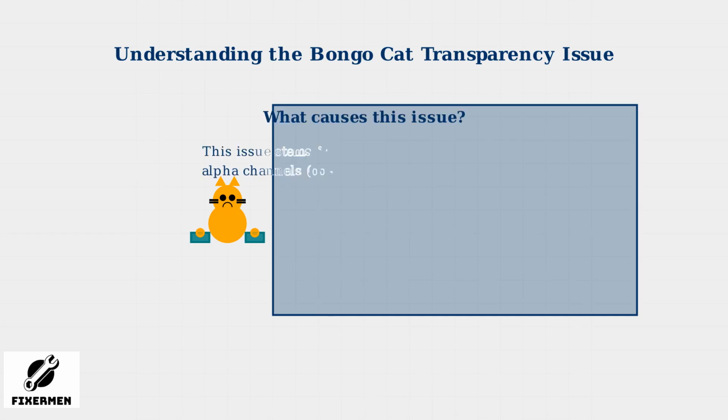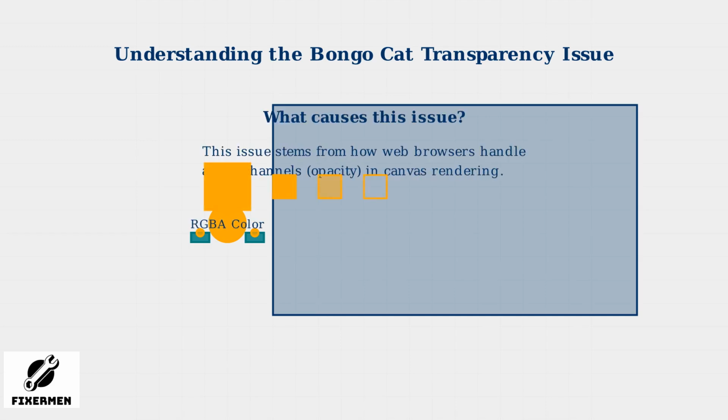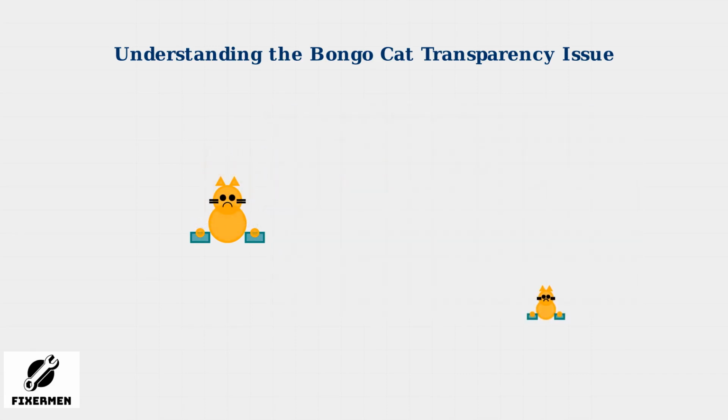This issue stems from how web browsers handle alpha channels, which control opacity in canvas rendering. By default, many browsers render canvases with an opaque background for performance reasons, rather than supporting full transparency. Understanding this fundamental issue is key to resolving the transparency problem in Bongo Cat. In the next sections, we'll explore practical solutions to make your streaming overlays work perfectly.